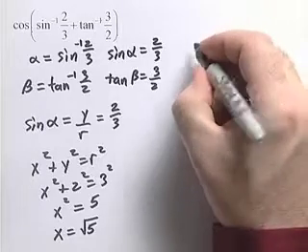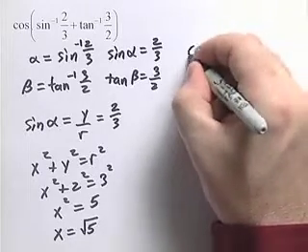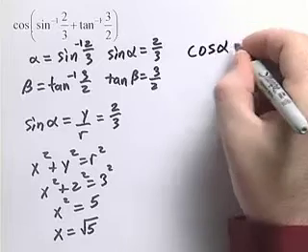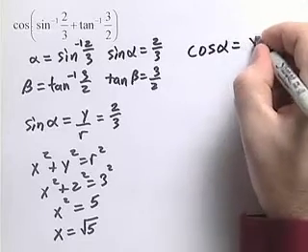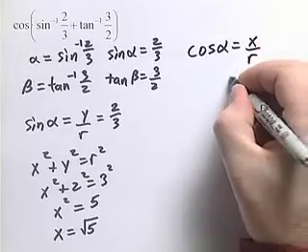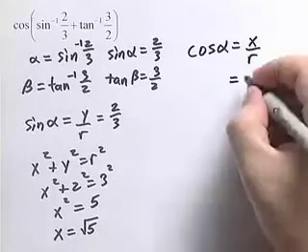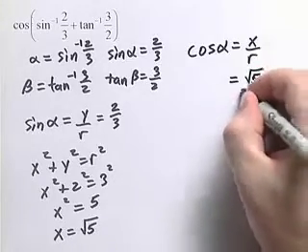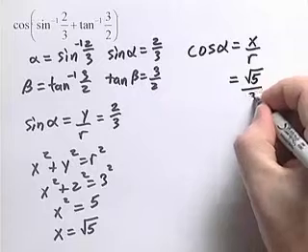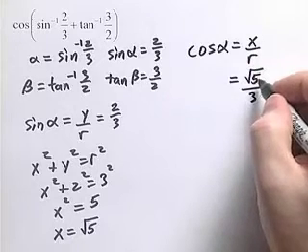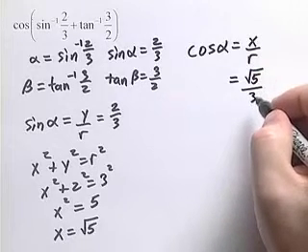We'd like to find the cosine of alpha, so we'll need that later. The cosine of alpha is equal to x over r. In this case, we have that x is the square root of 5, and the radius r is 3. So cosine of alpha is equal to the square root of 5 over 3.